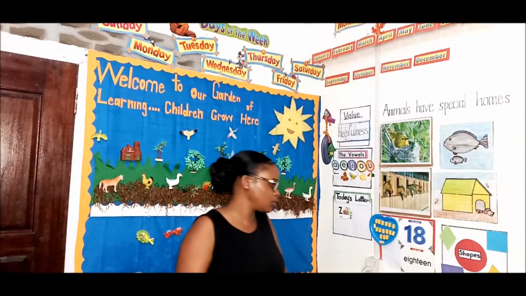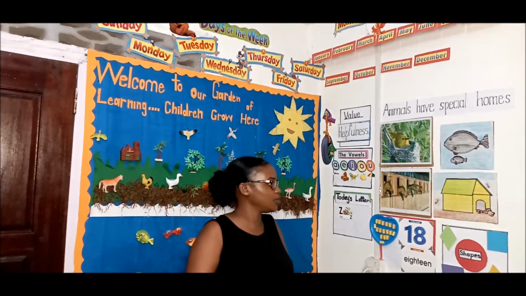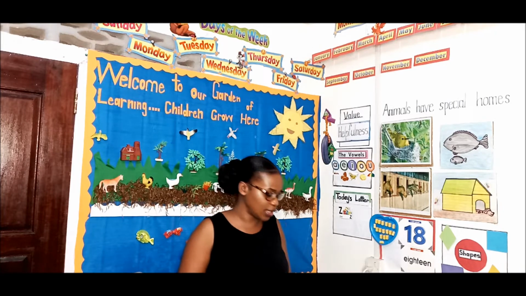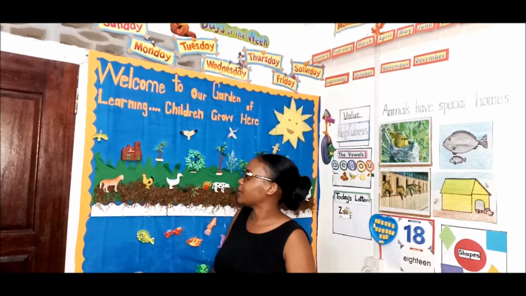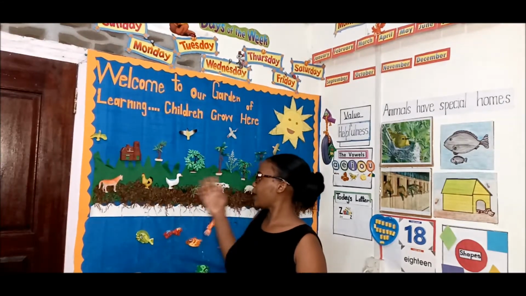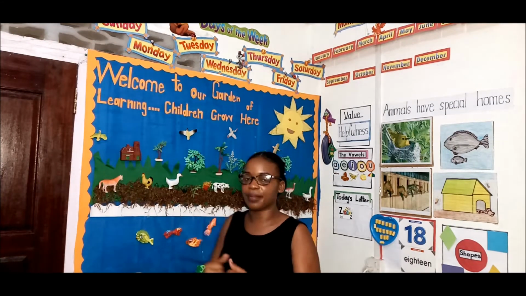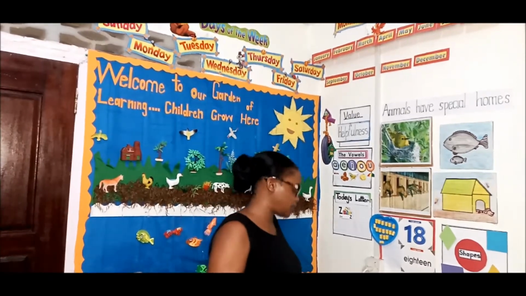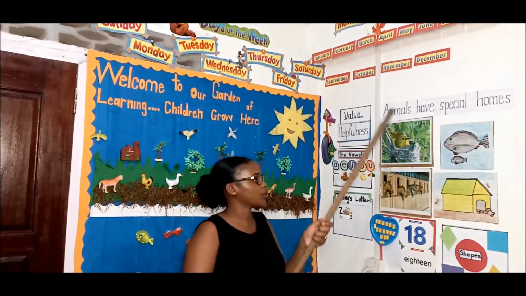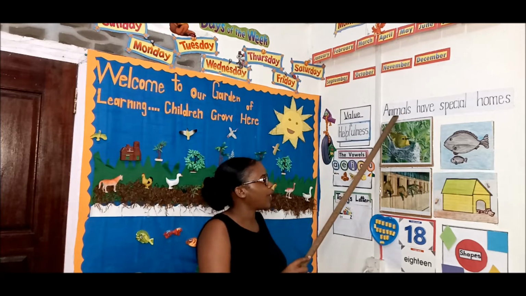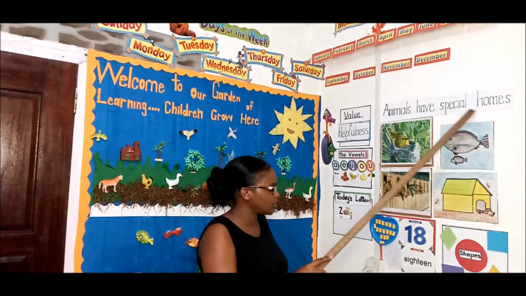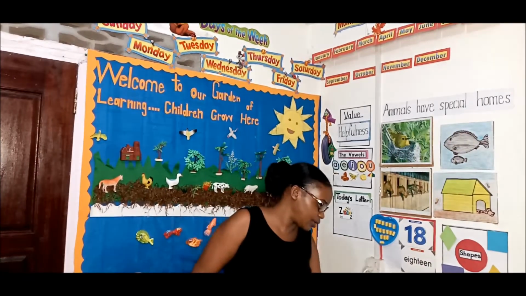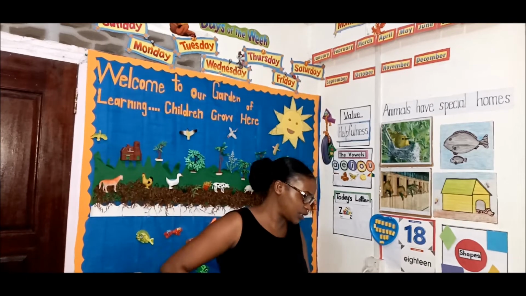Okay? Now, today for social studies, we'll be talking about two special animals. But before we do that, let's say what is our theme for this term. Our theme for this term is plants and animals in the environment. What is our topic for this week? Our topic for this week is animals have special homes. And yesterday we learned that animals have special homes.